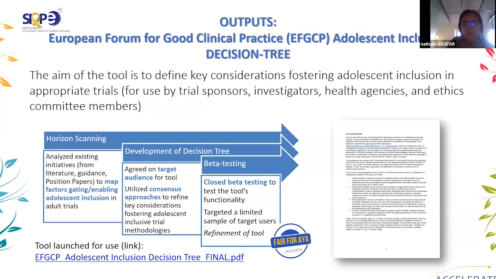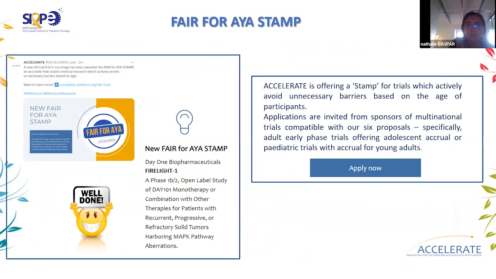There was also work with the EFGCP, the European Forum for Good Clinical Practice, to help the decision to include adolescents in adult trials with a decision tree. You can also download everything. I will not go into the details, but that's very helpful to decide if this is a trial that should include adolescents or not. We have also developed a fair stamp to reward the trials that were doing good, in a way, that were including adolescents in adult trials or young adults in pediatric trials, to try to promote more trials in that way.